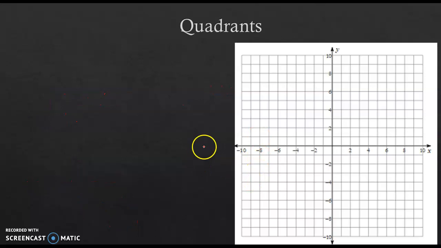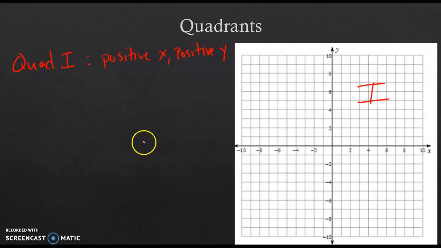All right, so then we also have quadrants. We always start in the positive quadrant for quadrant 1, and they are written using Roman numerals. Quad 1 is going to be a positive x with a positive y as our coordinate point. And then from there we go counterclockwise.